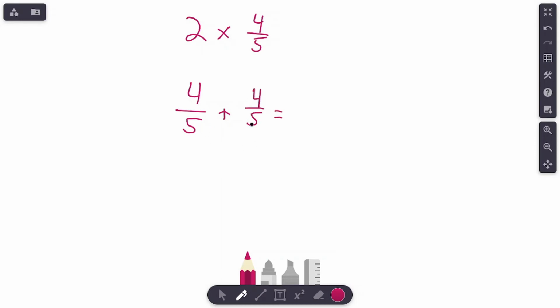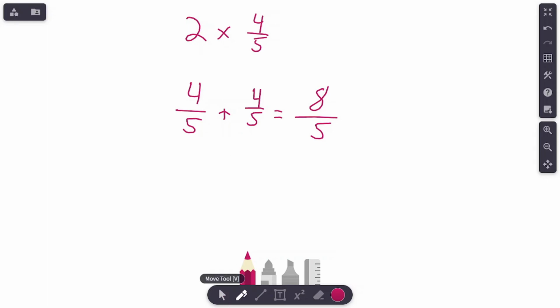If we add that up, denominators are the same, it stays the same. Add the numerators, 4 plus 4 is 8. And we get an answer of 8/5. There you go. And again, if you're solving this really quickly and efficiently, awesome. But make sure you know what it looks like. Draw a picture, make sure you can model it.